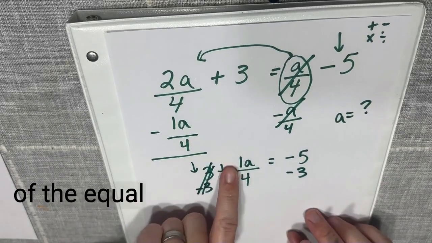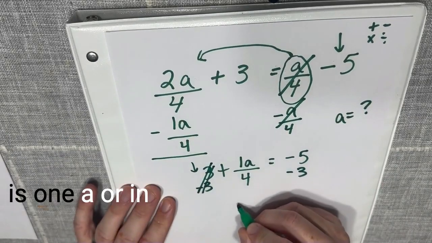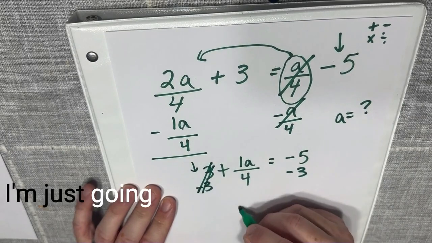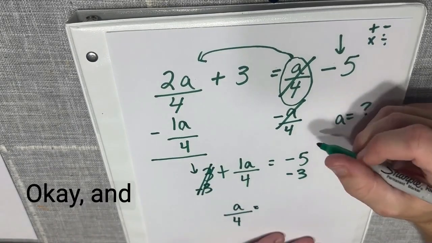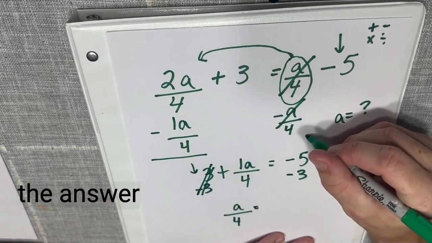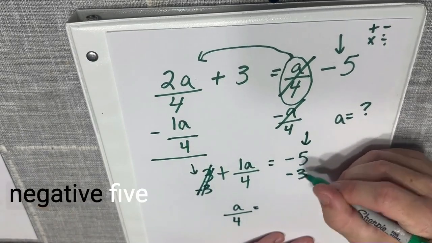So on the left side of the equal sign, the only thing we have is 1A, or in other words, instead of saying 1A, I'm just going to say A, and we had 4 at the bottom. And that's going to equal the answer that we get when we say -5 minus 3.